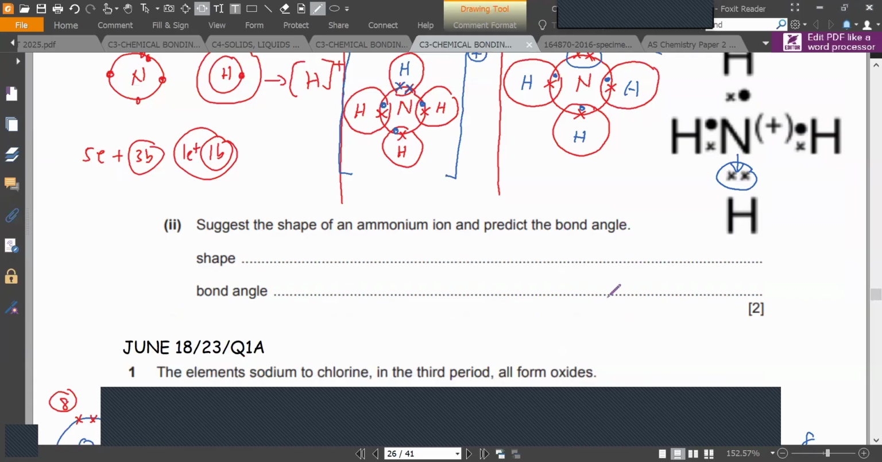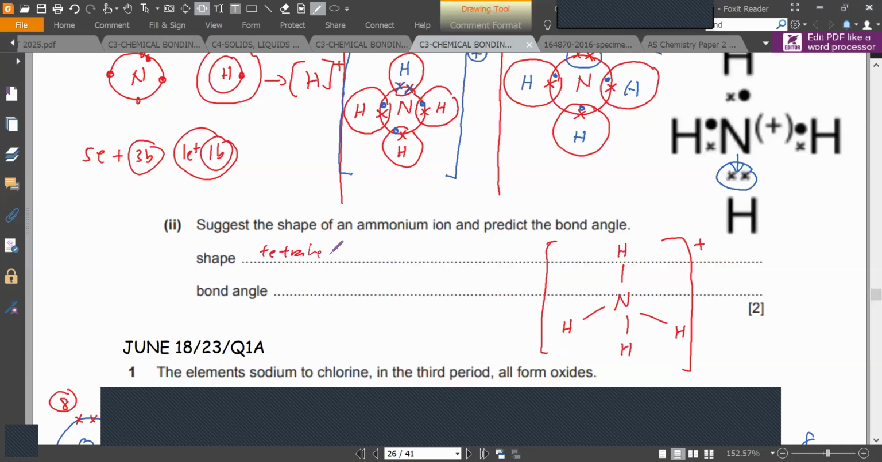You see now this nitrogen. What happened to this nitrogen? There are four groups of electrons around the nitrogen, with no lone pair. So this one will be tetrahedral, with the bond angle 109.5.